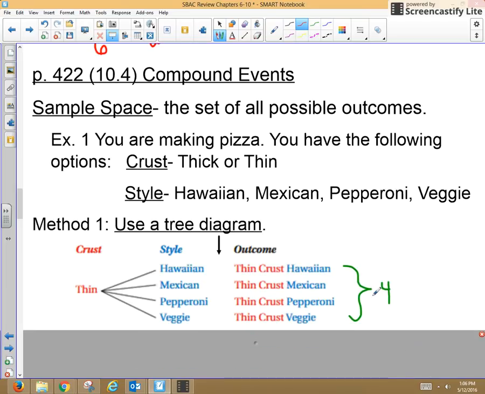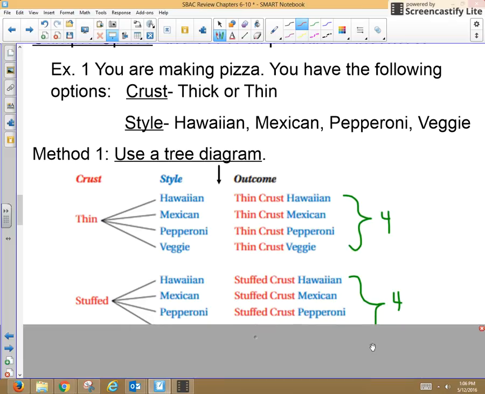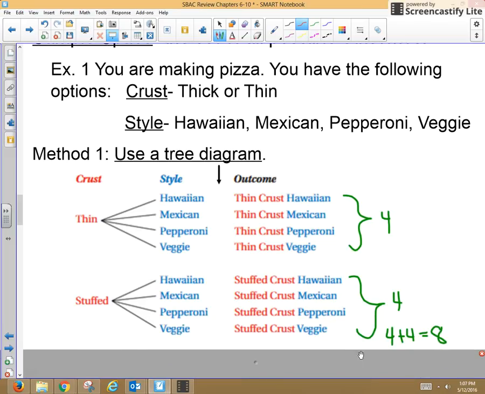One option is to create a tree diagram. And when you create a tree diagram, you start with the 2 options for crust. You have thin and you have stuffed. Please copy the tree diagram. I'm okay if you want to abbreviate T for thin or S for stuffed. That's fine with me. Now, in a thin crust pizza, you have 4 different styles you can make. You can make thin Hawaiian, thin Mexican, thin pepperoni, and thin veggie. Or you can put these together here and you'll see there are 4 possible outcomes with a thin crust.